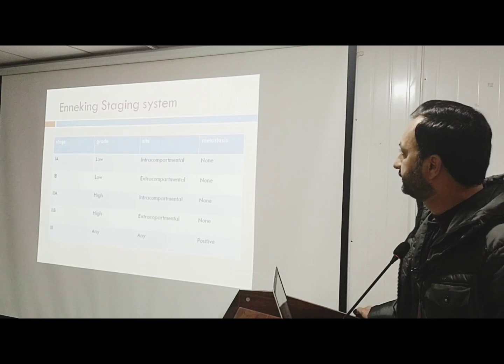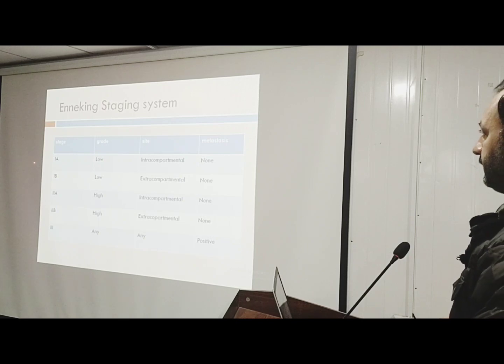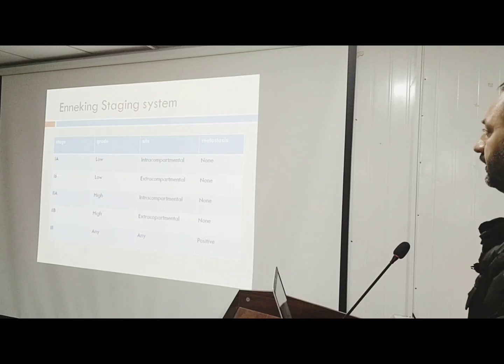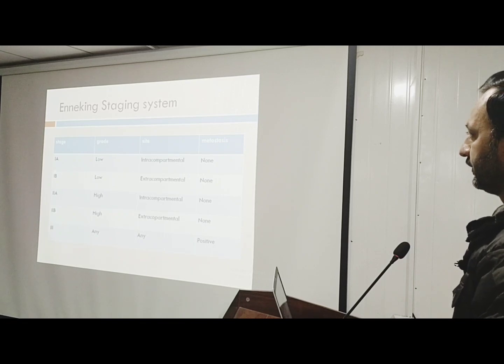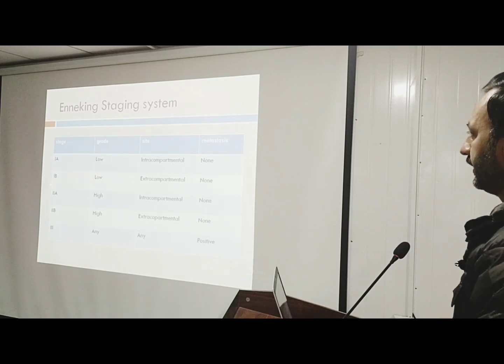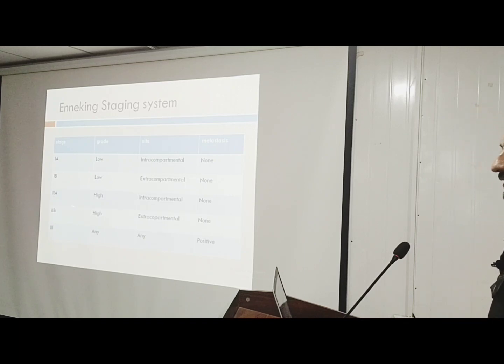So this is the staging system for the tumor, osteosarcoma, depending upon the grade and site. Stage 1A is low grade intracompartmental. 1B is low grade extracompartmental. Extracompartmental means it has broken the cortex. 2A is high grade intracompartmental. Very easy classification. 2B is high grade extracompartmental. 1A, 1B, 2A, 2B: intracompartmental, extracompartmental, high grade, low grade. Stage 3 is with mets.